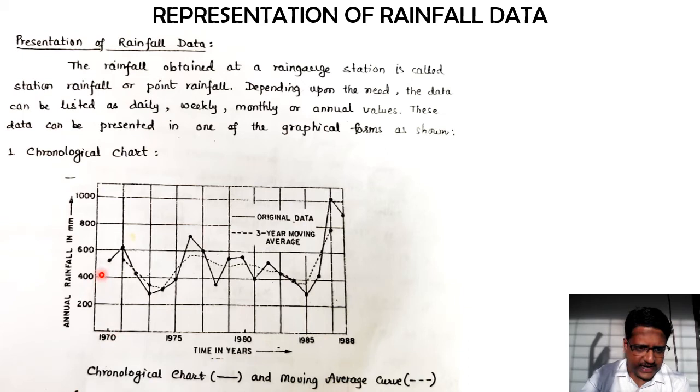In 1970, our rainfall is in between 400 and 600 mm, so that has been pointed over here. Similarly, the next year it has been 600, so that has been marked out. And similarly for every year we are marking these rainfall data with the help of points. If you join those points with a straight line, it is not a smooth curve as you can see, and that particular curve is called a chronological chart. It is as simple as that.